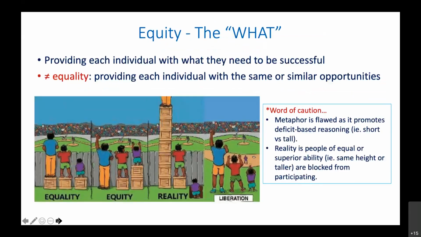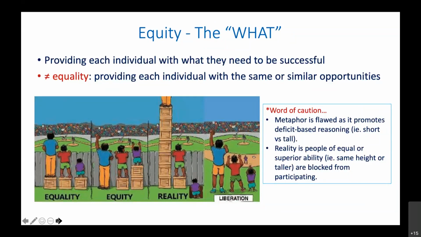Okay. So let's actually define these terms. So equity is the what. So this is actually providing each individual with what they need to be successful. It's different than equality, and this is a really important distinction to make. Equality is providing us all with same or similar opportunities, right? So you can see in this graphic here, equality is giving everybody the same size of box, no matter where they're starting from.